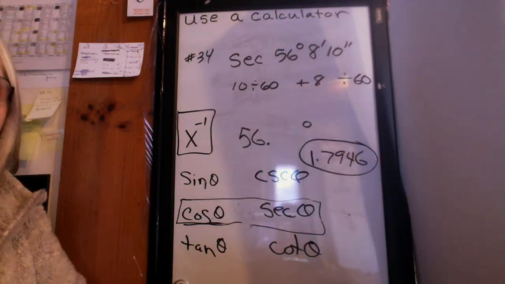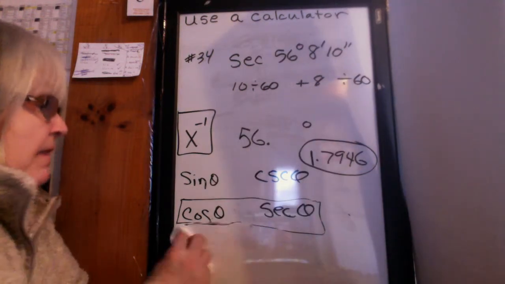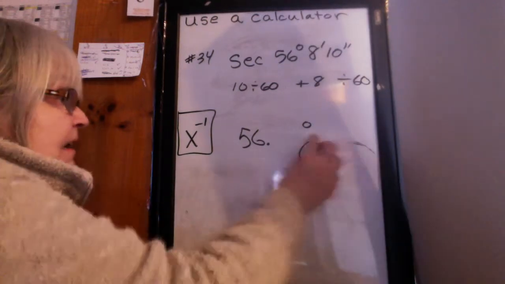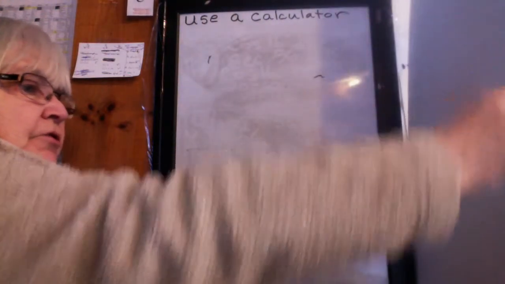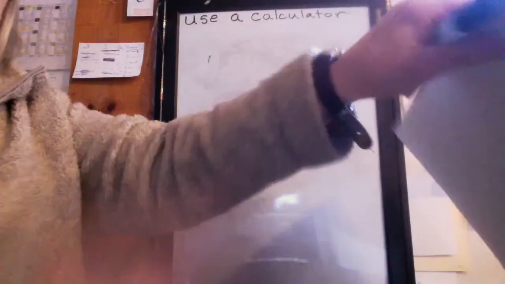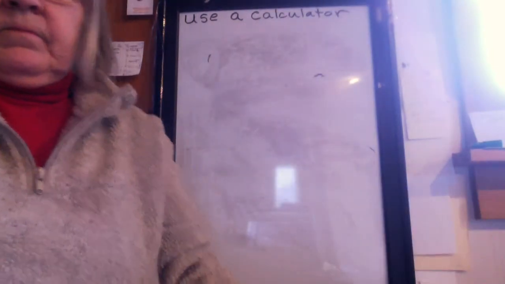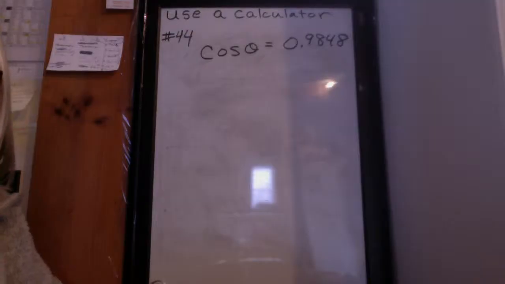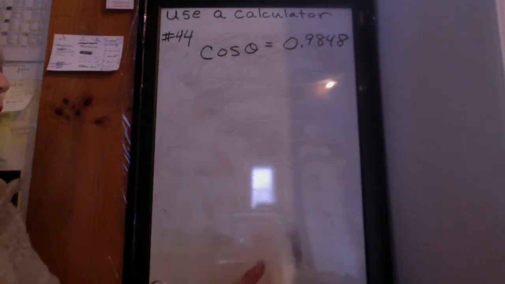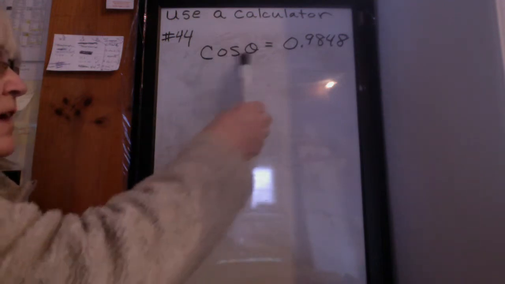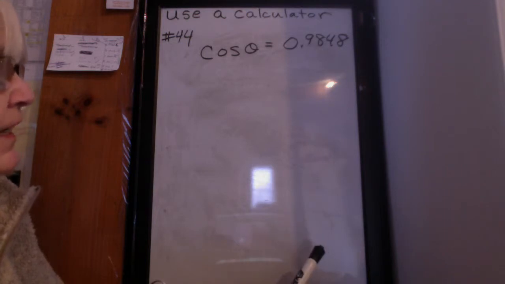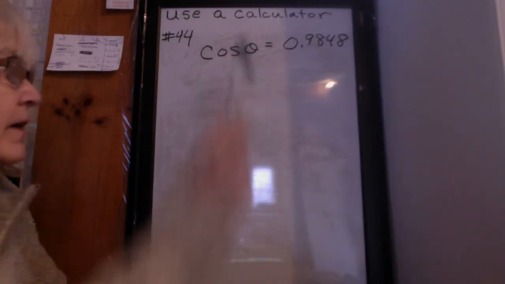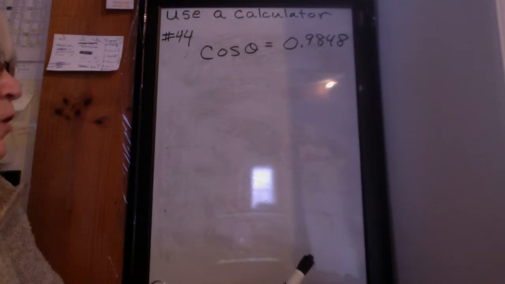Now, the next section deals with when you're given these decimal numbers, how can you find what the angle is? So that's a little bit trickier to do. Let's see if we can do that. Okay, so number 44 out of the textbook says the cosine of theta equals this 4-place decimal 0.9848. What is the acute angle that stands for?